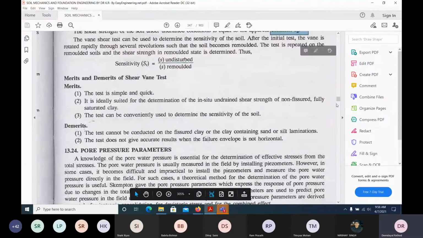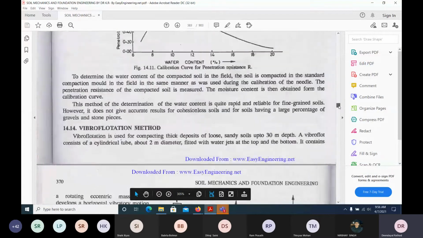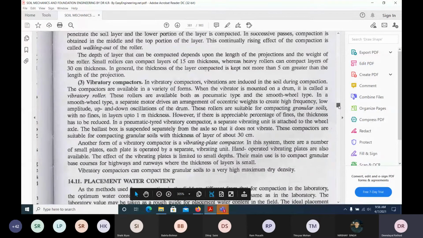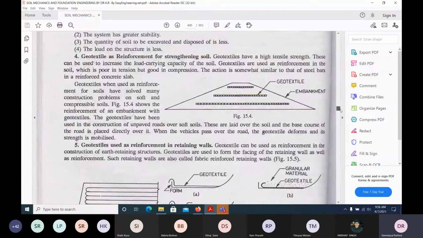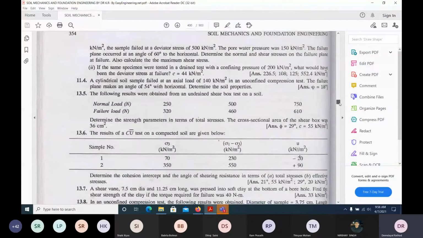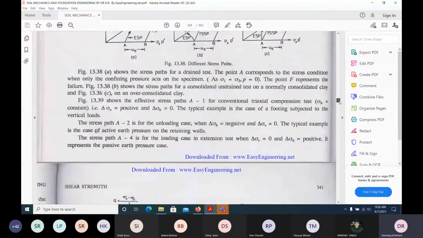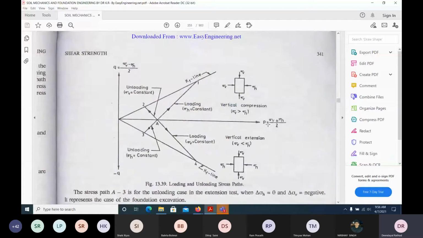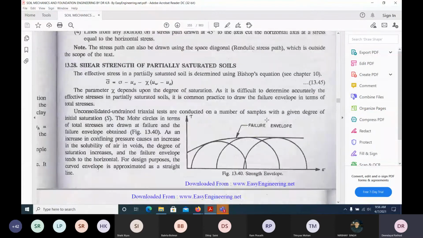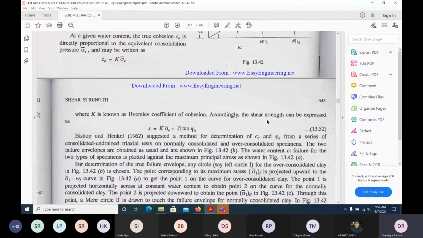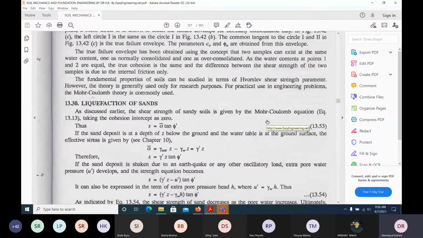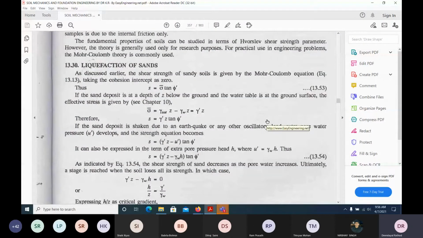And one more important topic in this chapter is the quicksand condition. Sorry, liquefaction. This particular chapter is full of Mohr circles, which they have drawn for different soils. So one more important topic is liquefaction of sand. Is it visible?